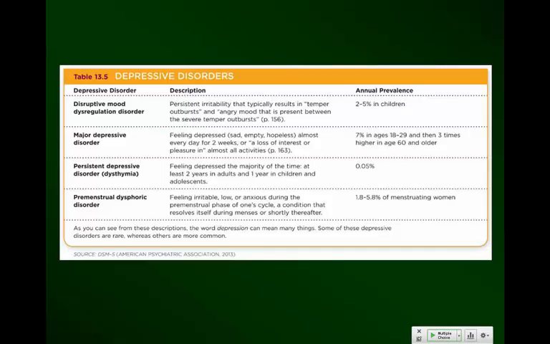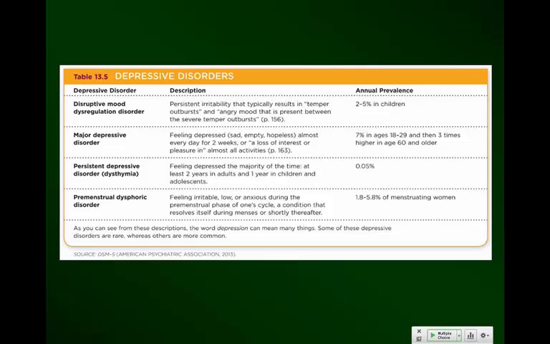Just want to point out table 13.5. It's got a couple of other depressive disorders in here. I'll just mention DMDD. This is brand new. It's not even 3 years old. This is for kids who have these really severe temper outbursts and they're grouchy and angry and acting out all the time. We've got a new category for them.